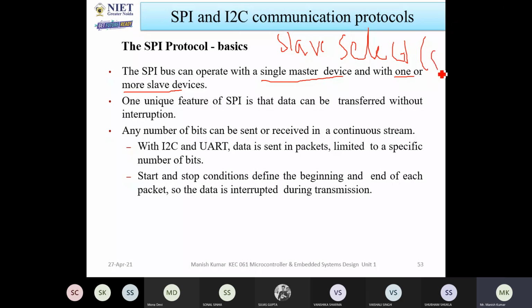This is always an active low signal. Remember that. What does active low signal mean? Whenever you provide 0, it will operate, it will work, it will function. Otherwise, when you provide 1, it will not function. Okay. So you can connect one or more slave devices, which are controlled by the slave select lines.